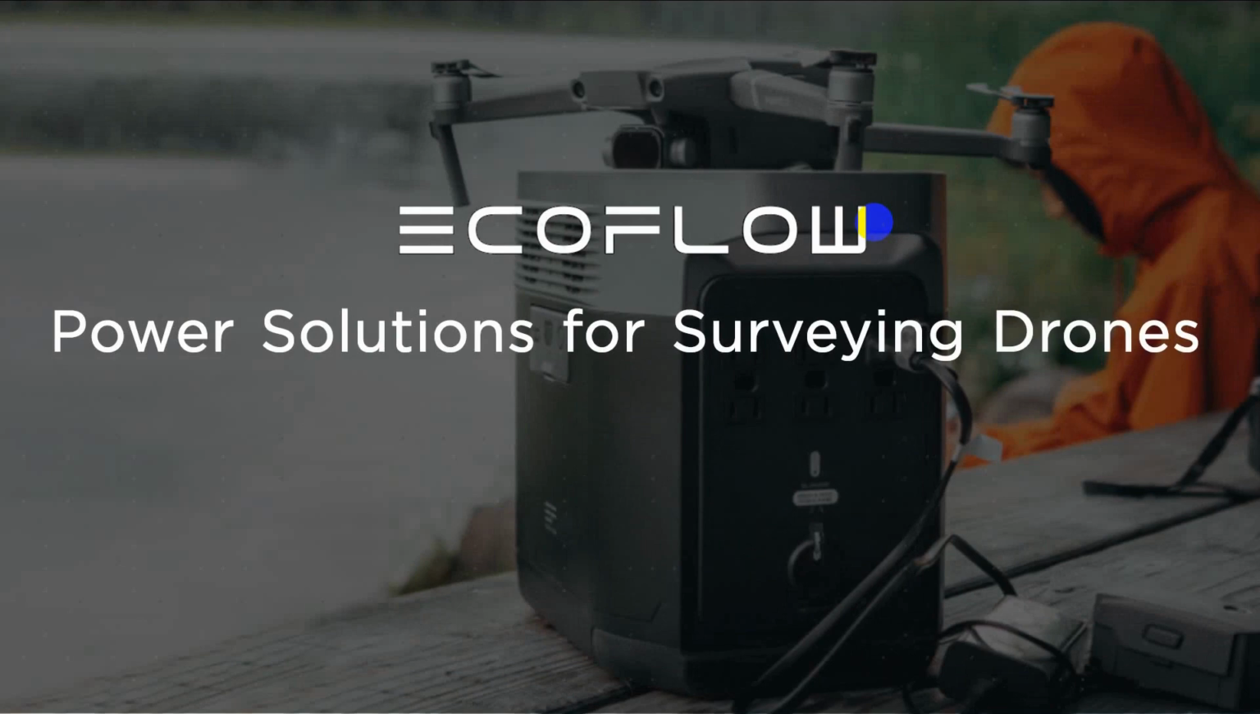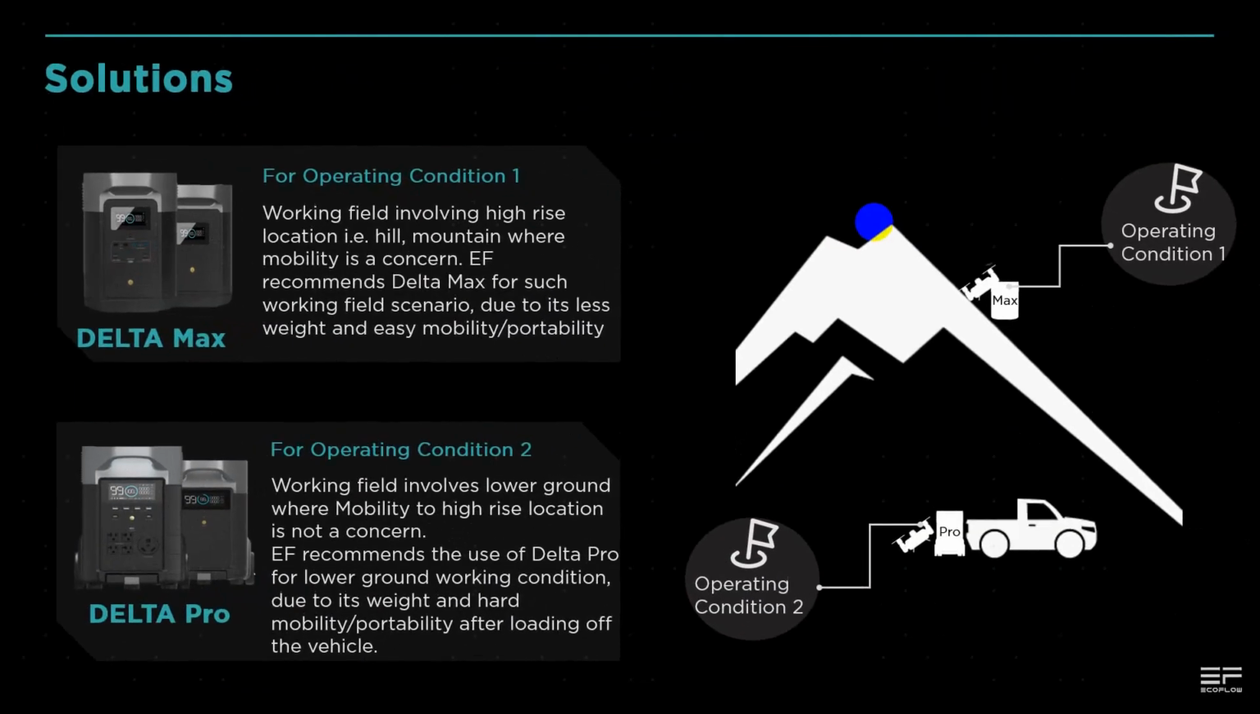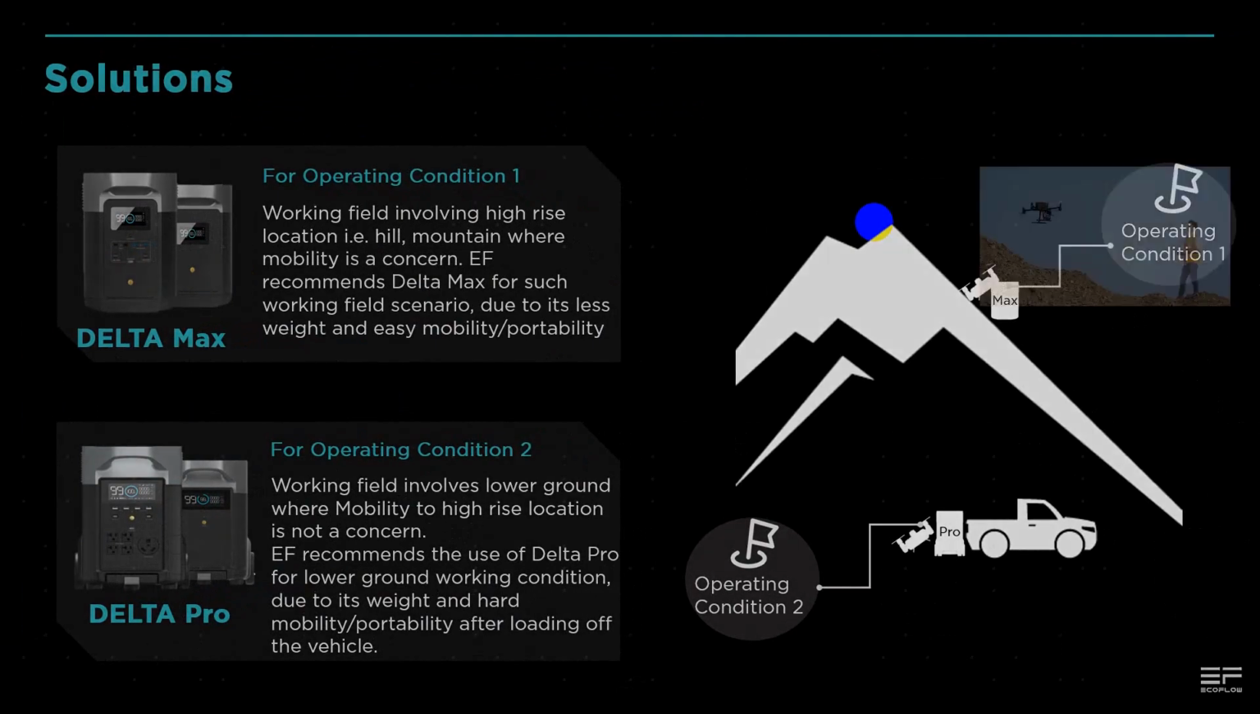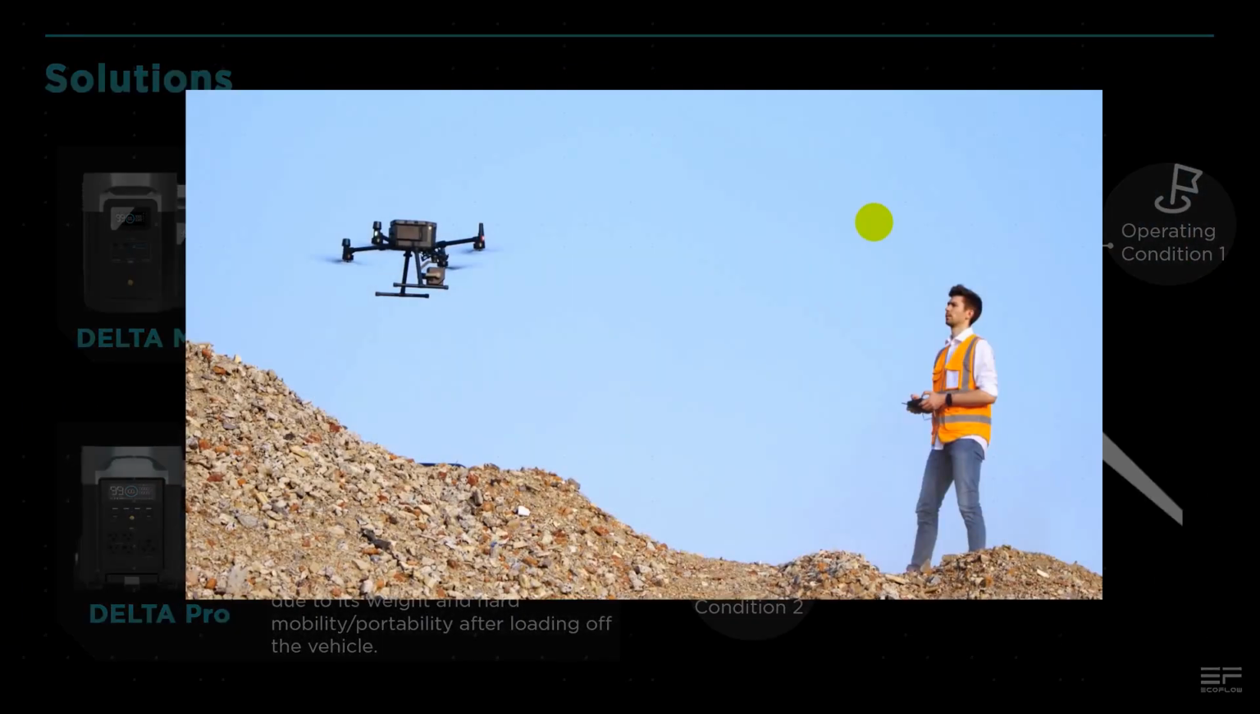With that said, let's move to the last part, power solutions for surveying drones. According to investigation, we found that for geospatial operation, it has two operating conditions. One is mountain mapping, with a drone height limit of 500 meters. More than 500 meters, you need to move the equipment up a distance to work.